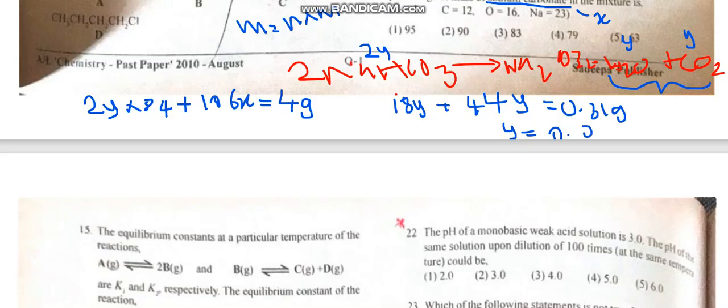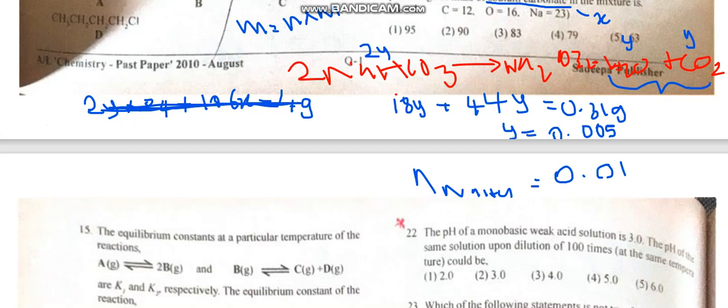So Y is 0.005. That means we don't need this equation actually, because if you find Y, you can automatically find the moles of sodium bicarbonate, no? So moles of sodium bicarbonate is 2Y. That means 0.005 into 2, no? 0.01. So that is the moles of sodium bicarbonate.